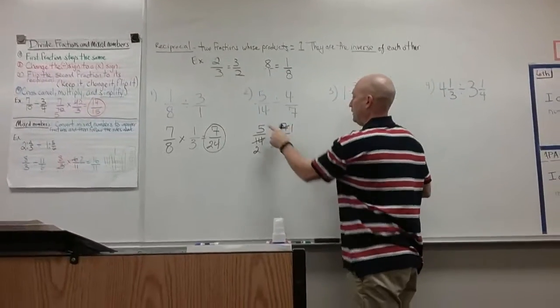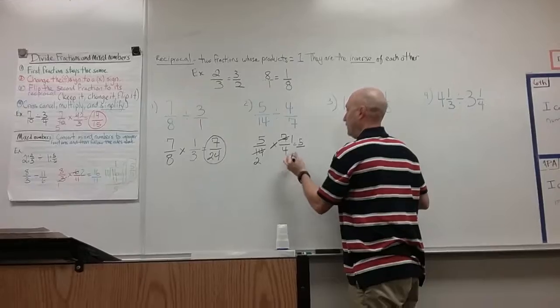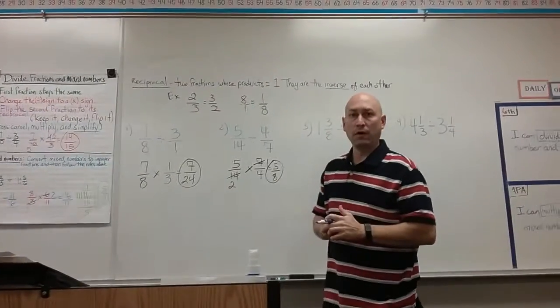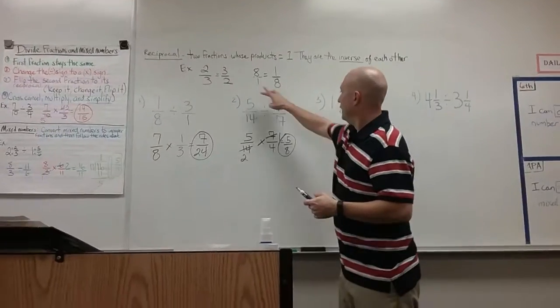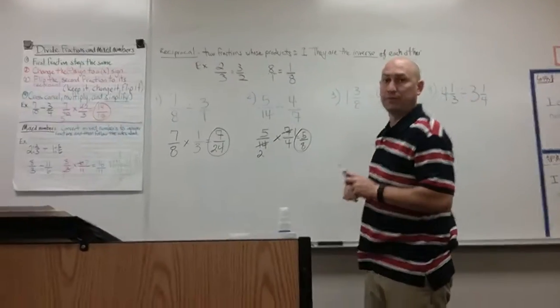Now I go straight across. 5 times 1 is 5. 2 times 4 is 8. I cannot reduce that anymore, so I'm finished. 5/8. So 5/14 divided by 4/7 is actually equal to 5/8.